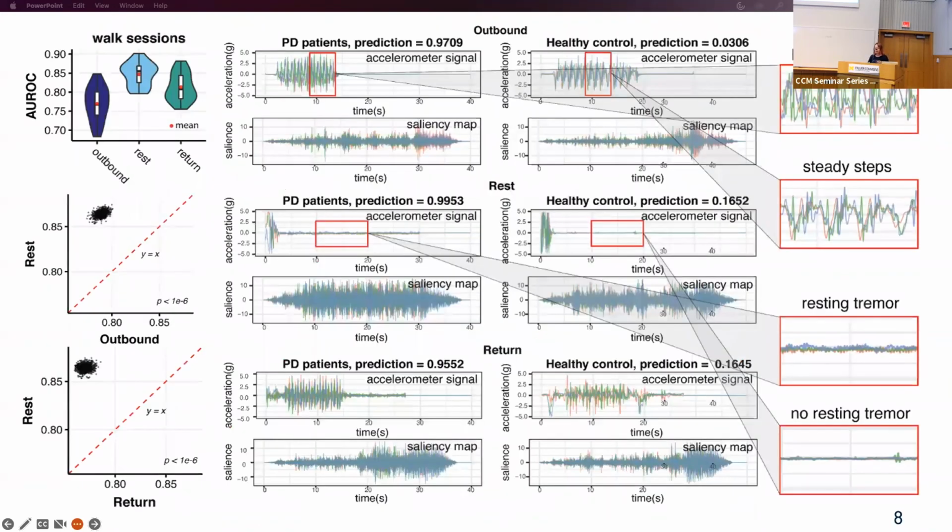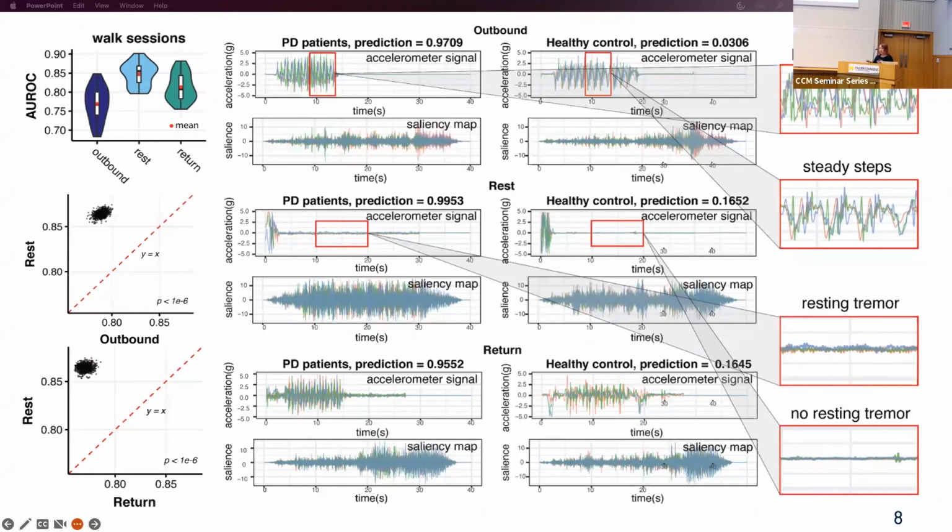So one interesting thing is that we visualized our convolutional neural network by saliency map. Our goal is not only to get the best performing method, but we want to know why, what kind of signal the convolutional network located in the walking signal. So here I put the example of the patient and the healthy control record. Both the record and saliency map are shown here. We found two interesting things.